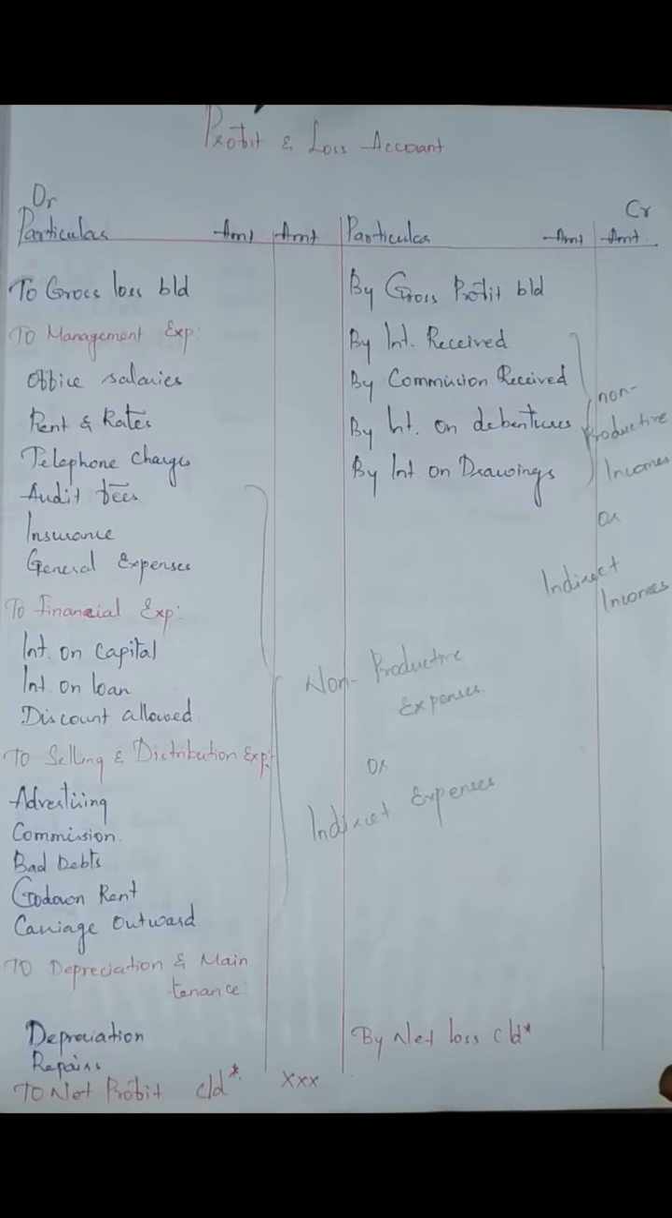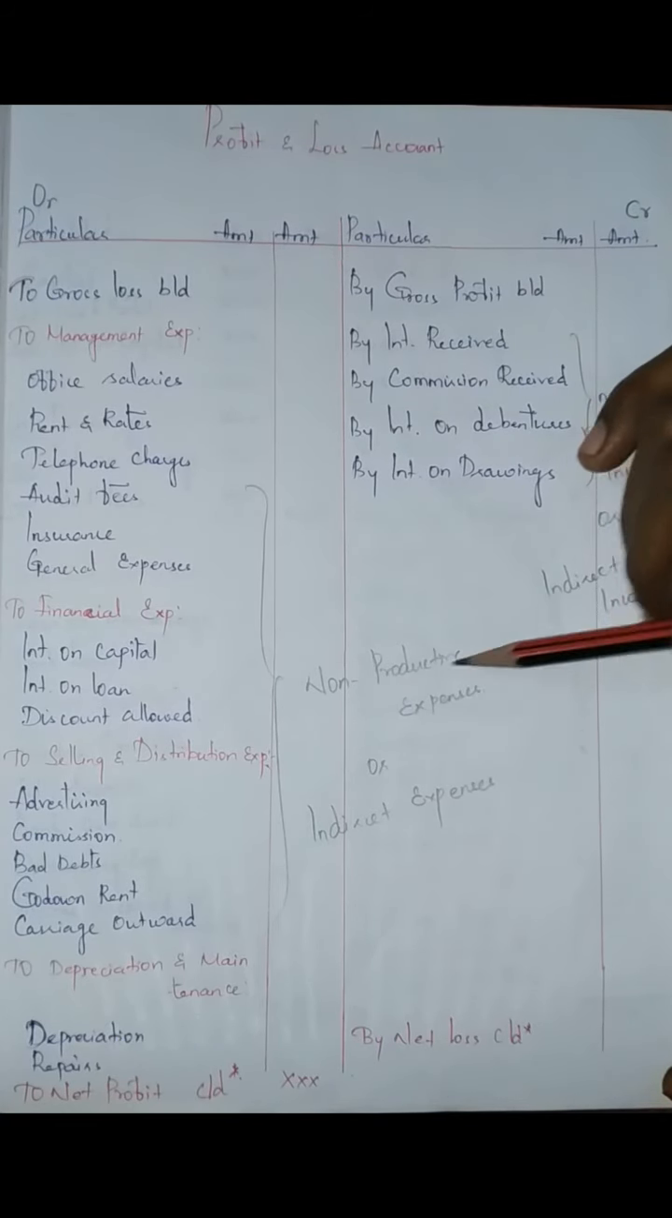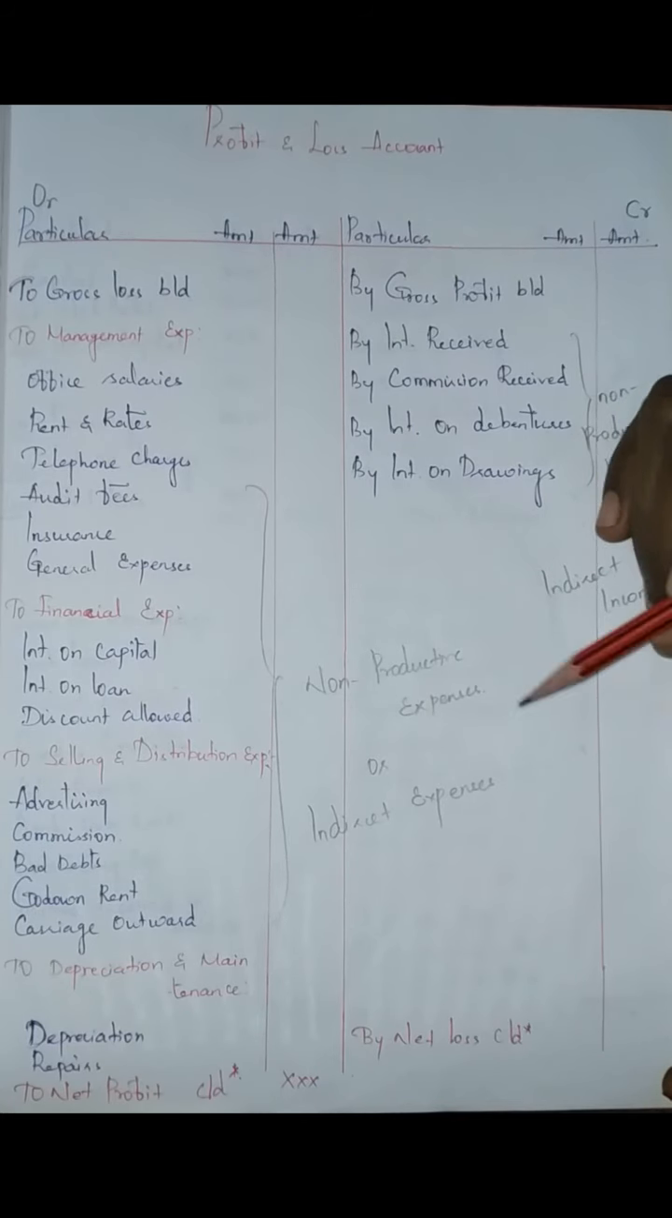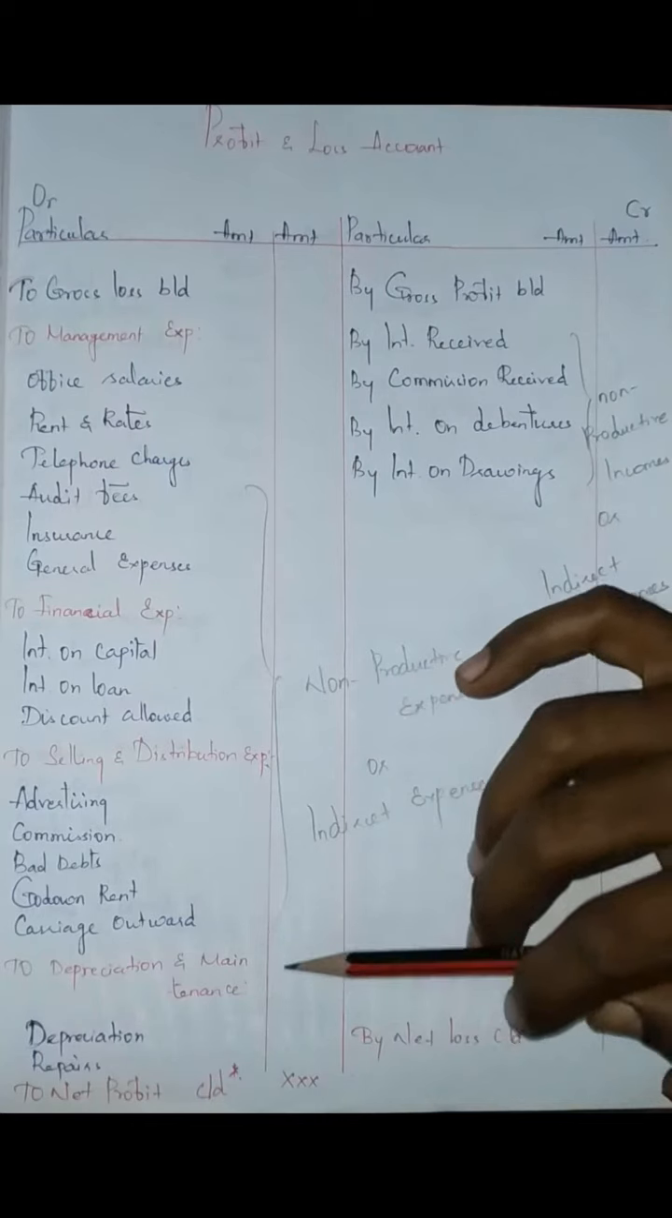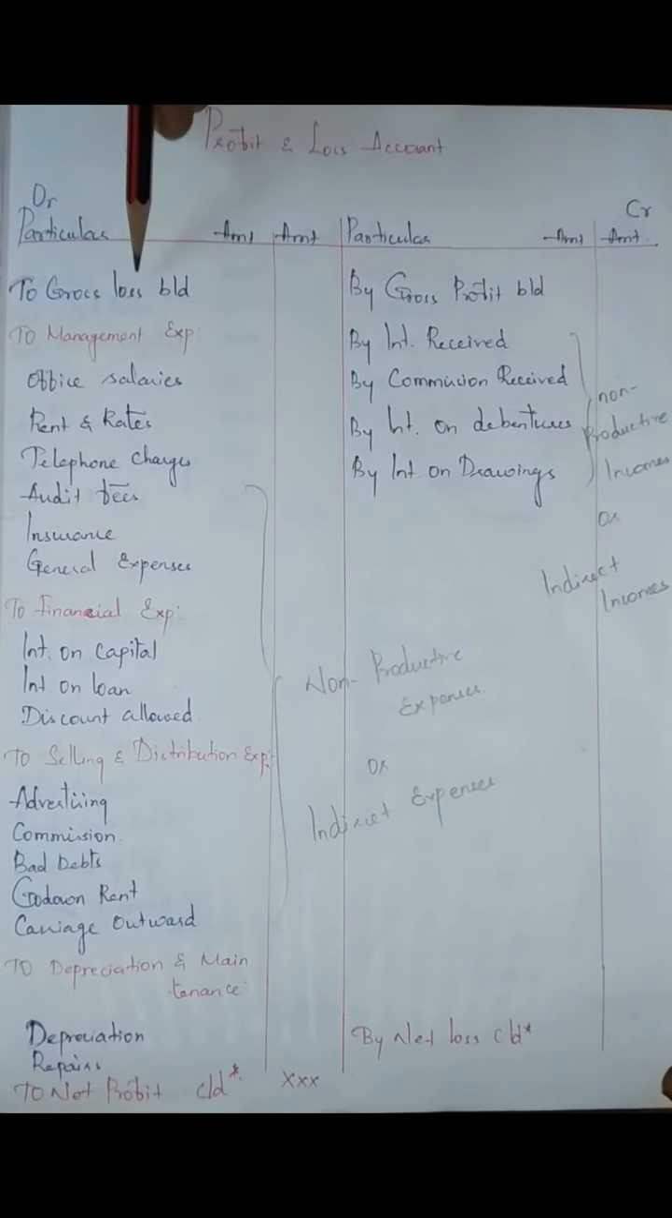Following that, we have to prepare the profit and loss account. It is also in T format, with a debit side and a credit side. On the debit side are all indirect expenses, which are non-productive expenses, meaning expenses not directly connected with the production of goods and services. If you are producing bricks, these are expenses that do not directly influence the particular brick. That's why they are called indirect expenses, such as management expenses, financial expenses, selling and distribution expenses, and depreciation and maintenance expenses. If you get a gross loss from the trading account, we have to put it here on the debit side. If you get a gross profit, we have to put it on the credit side.